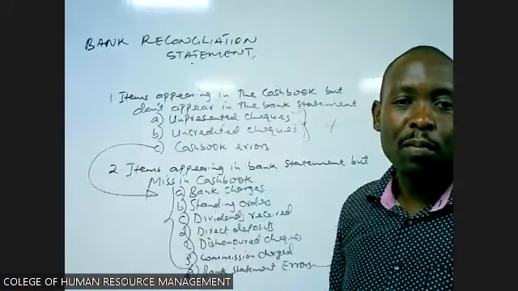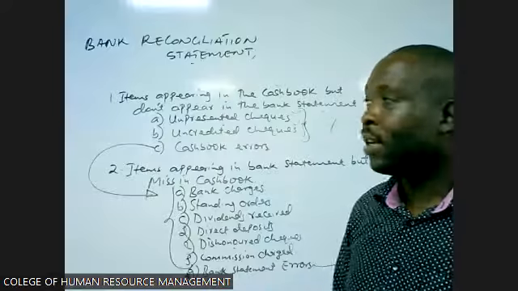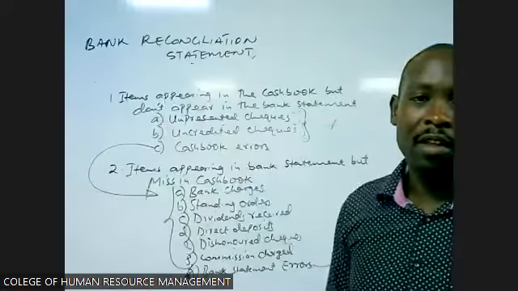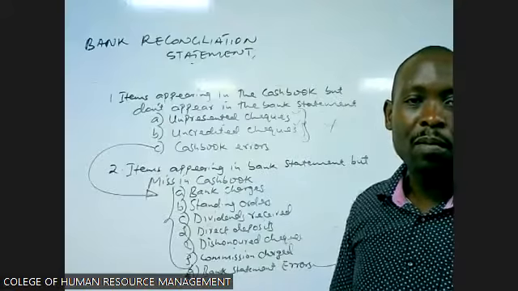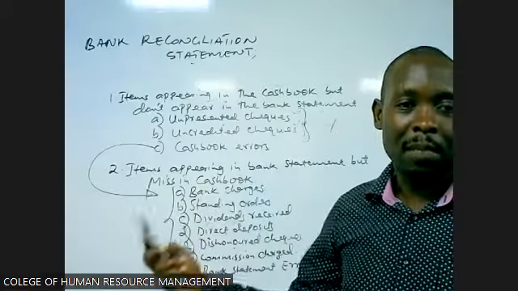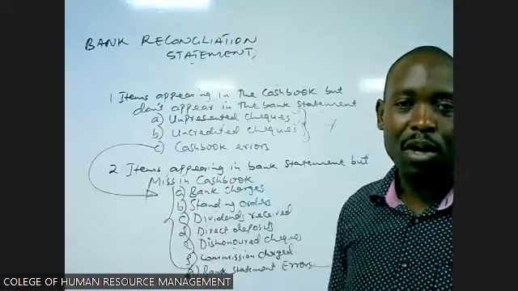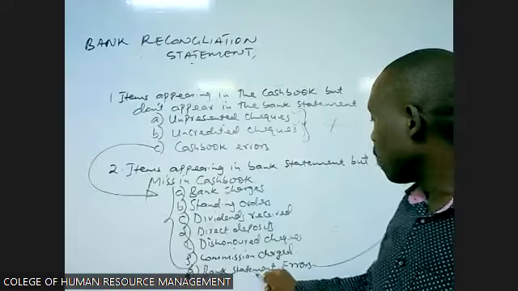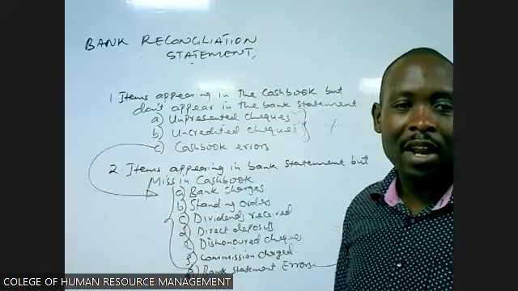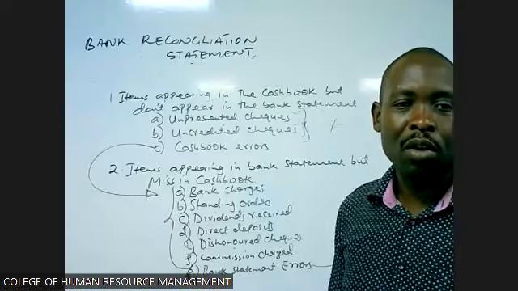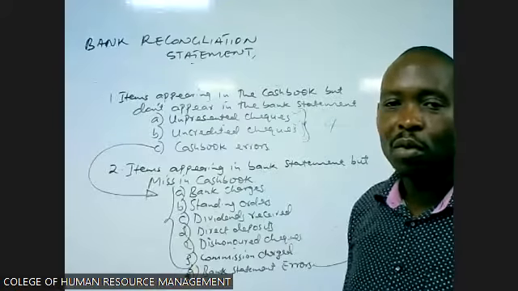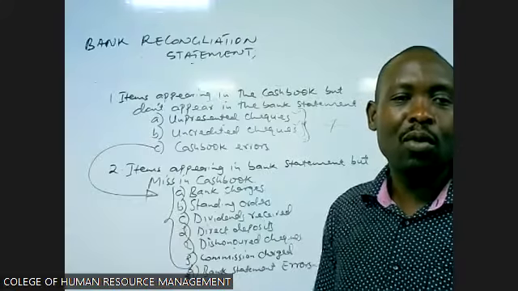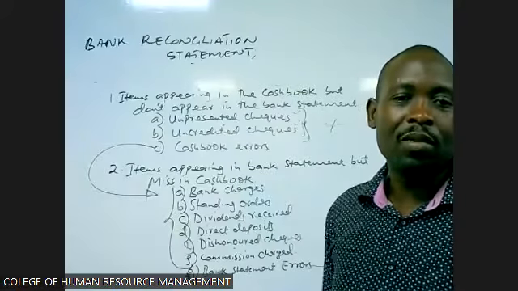So how can we put the unpresented and the uncredited checks in the updated cash book? They are already appearing there. So we don't use them because they simply appear. They were there from the word go. They are only missing in the bank statement. Then these bank statement errors are errors that are not related to the cash book. If they are not related to the cash book, then we cannot make the mistake of using them in updating the cash book because from the word go, they are not related to the cash book.